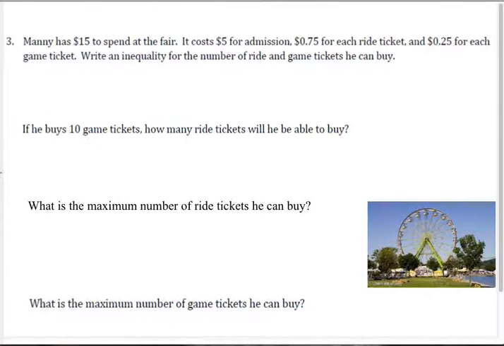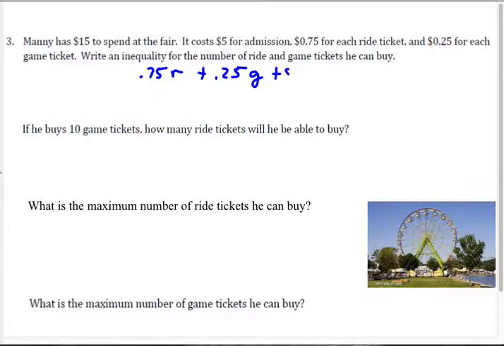Manny has $15 to spend at the fair. It costs $5 for admission, 75 cents for each ride ticket, and 25 cents for each game ticket. Write an inequality for the number of ride and game tickets he can buy. Okay. 75 cents for each ride ticket, so I'd say 0.75 times r for the number of rides, plus 0.25 times g for the number of game tickets he's going to buy.